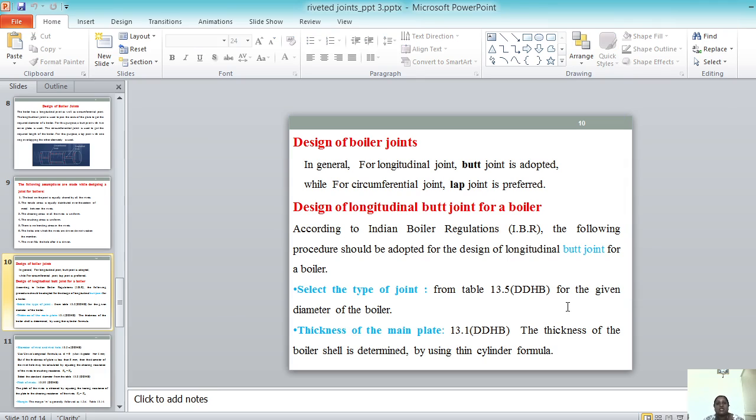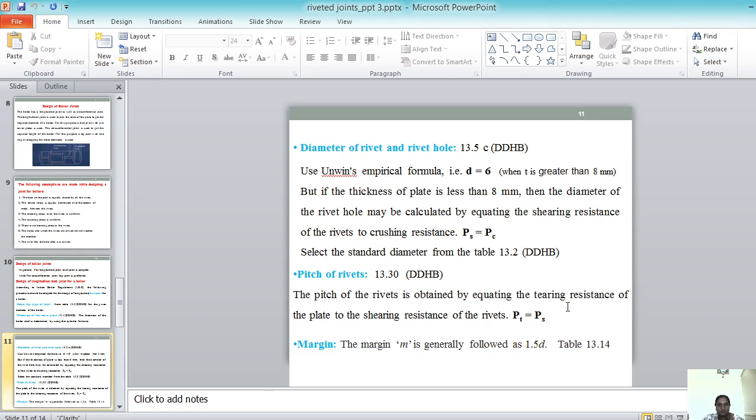Totally there are 8 to 10 steps to design a longitudinal butt joint. First, selection from the table, type of joint. Next, the thickness of the plate. Diameter, 13.5 C. Go to the equation number in the design data handbook. This particular formula is an empirical formula. We say the diameter is given. So if the diameter is equal to 6, when the thickness is greater than 8. If the thickness is greater than 8, you can fix the diameter as 6.